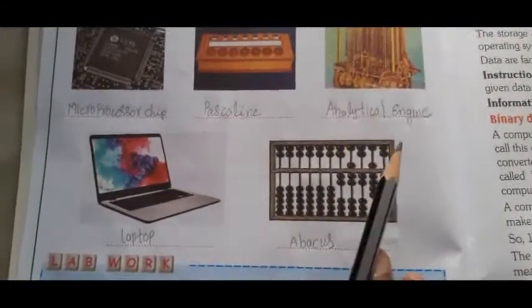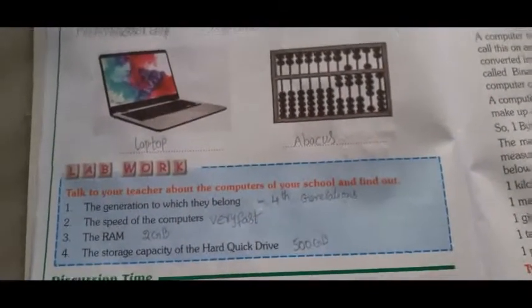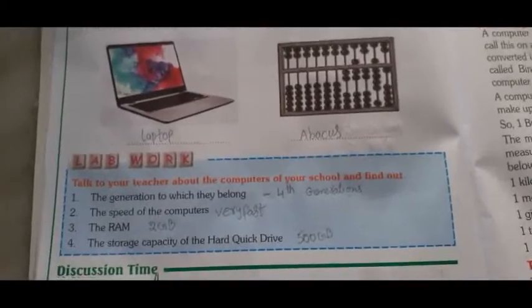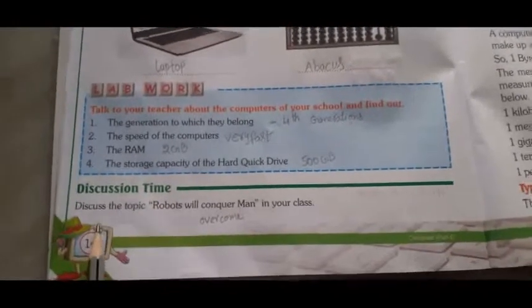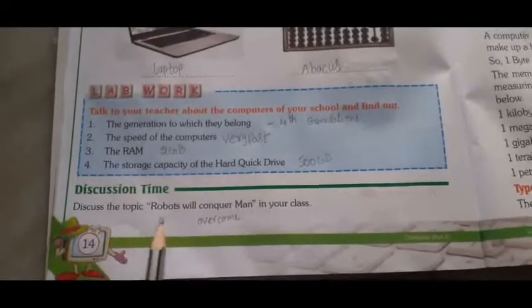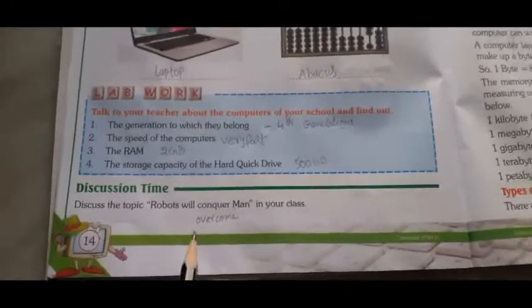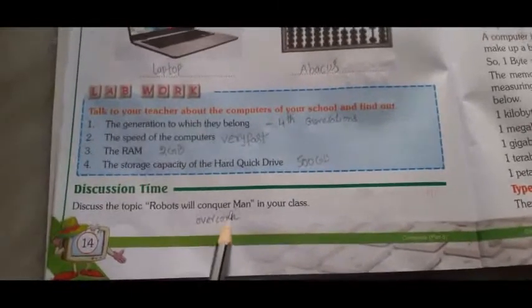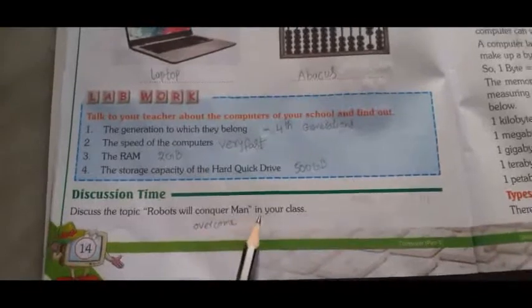Next, no need to write any activity time. Leave this. Lab work also no need to write. Leave this. At last you write discussion time. At last you write discussion time and write: discuss the topic robots will conquer man in your class. Write this question and write 5 points of this topic. Robots will conquer man in future. About this topic you write any 5 points.